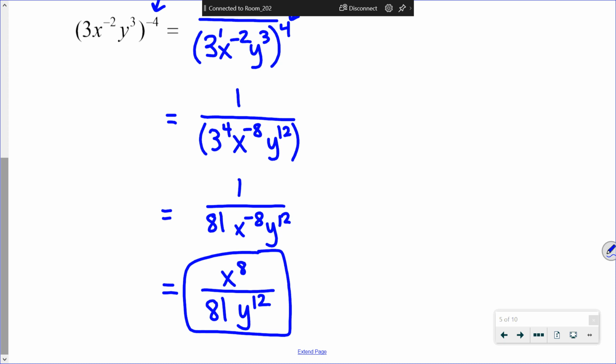I know that these rules are going to take a lot of practice to get right, especially with negative exponents, so we will get that practice.